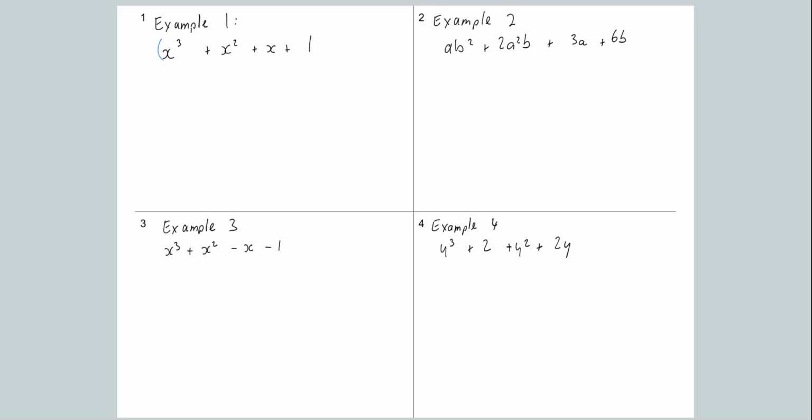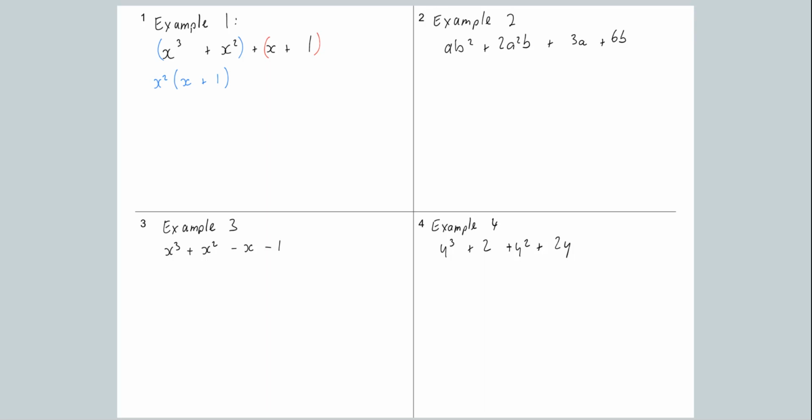If I put brackets around these 2 terms and these 2 terms, then I can take out a common factor, sort of, in that the first 2 terms have a common factor of x squared. So remember, we look at the coefficients and take out the highest common factor, and then we look at each of the variables and take out the lowest power. The lowest power between x cubed and x squared is x squared. And what does that leave me with? x squared times x gives me x cubed, and x squared times 1 will give me x squared. So I'll just be left with an x plus 1 there.